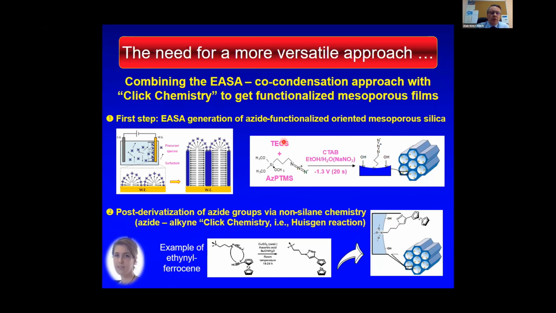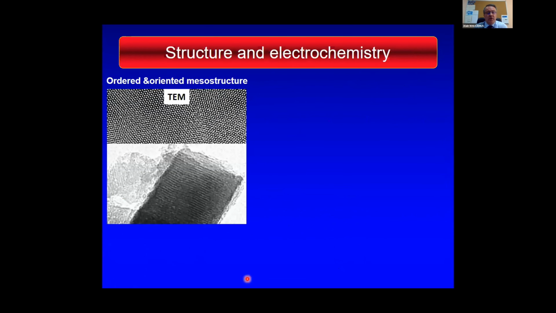The first one is the co-condensation of tetra-ethoxysilane with the azide organosilane to get an azide-functionalized film. So we need to check if it works by our technique. And then if it works, we could exploit these azide-functionalized films in click chemistry by using the Huisgen reaction, allowing the azide to react with an alkyne-functionalized system, and I will give you the example of the ferrocene system. And the answer to both questions is yes.